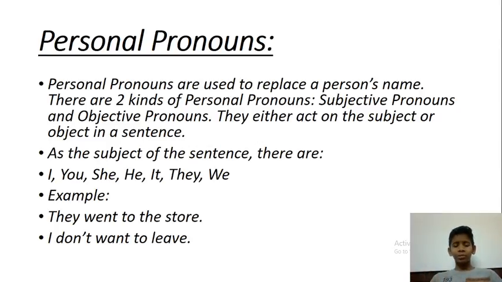According to the subject of the sentence, there are I, you, she, he, it, they, and we. So they are seven in number. For example, they went to the store. The subject is they, right? I don't want to leave. I is the subject. So the pronouns I used in these examples were subjective pronouns.